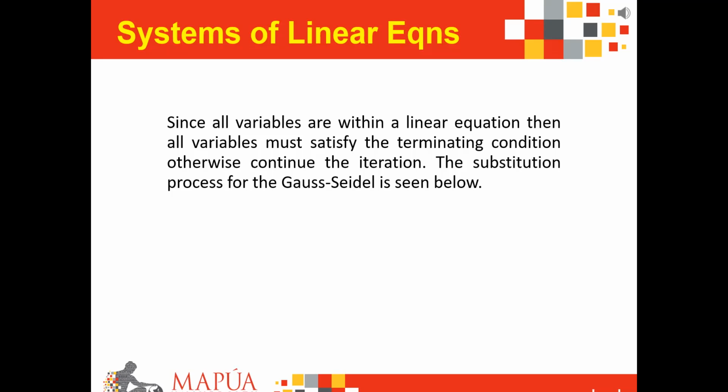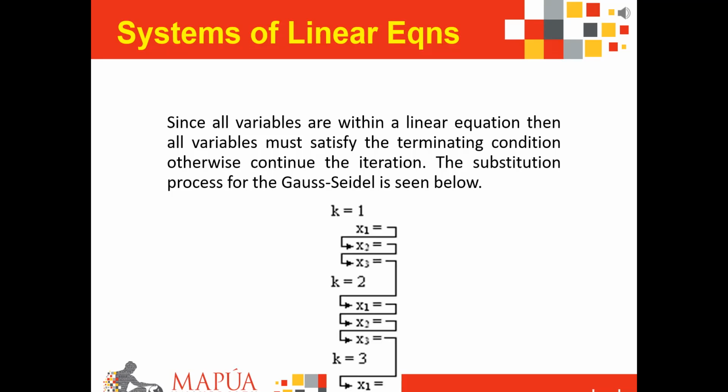The substitution process for Gauss-Seidel is illustrated by this graphical depiction, whereby on your first iteration, you solve for the first variable, x1, applying the initial assumptions that x2 and x3 are zeros. After solving for the new value of x1, this new value of x1 is now introduced to your next computed variable, which is x2.